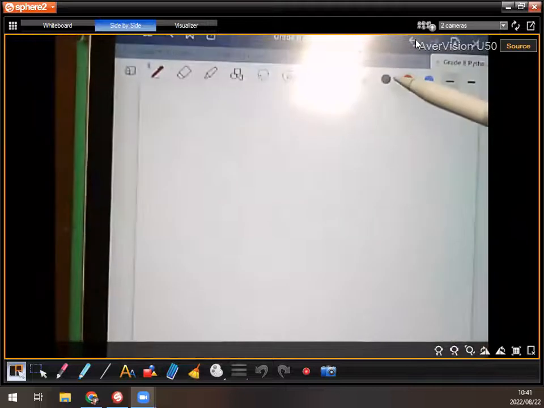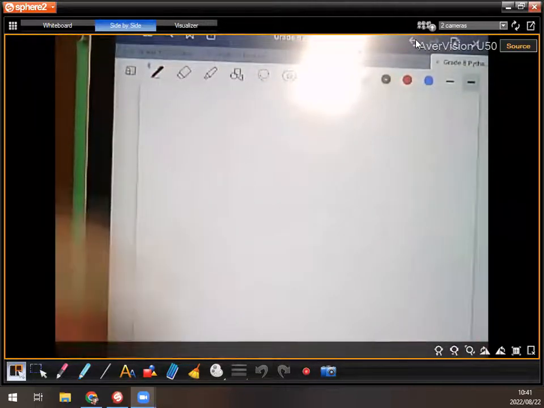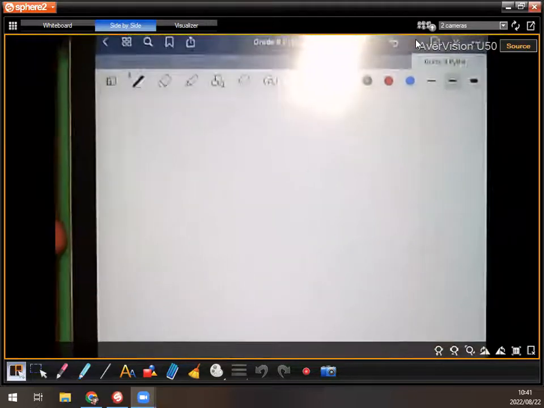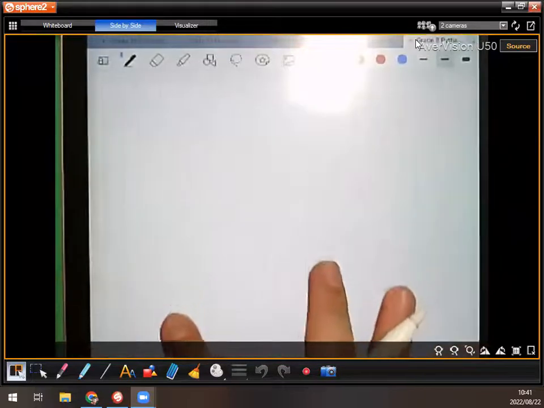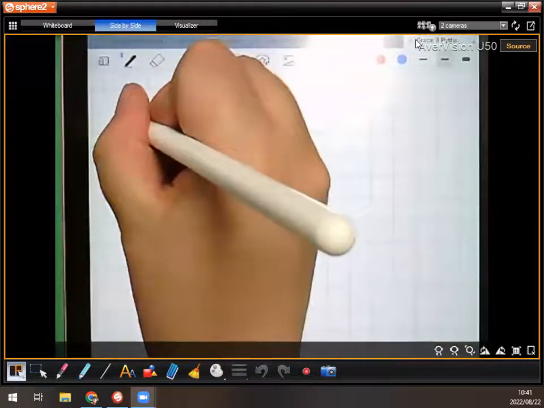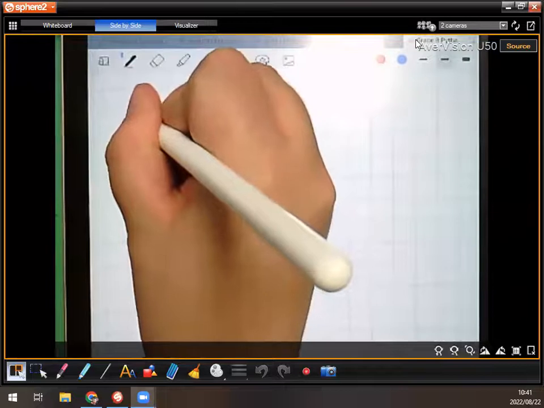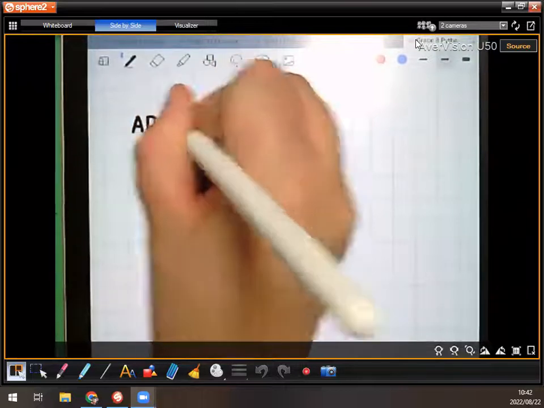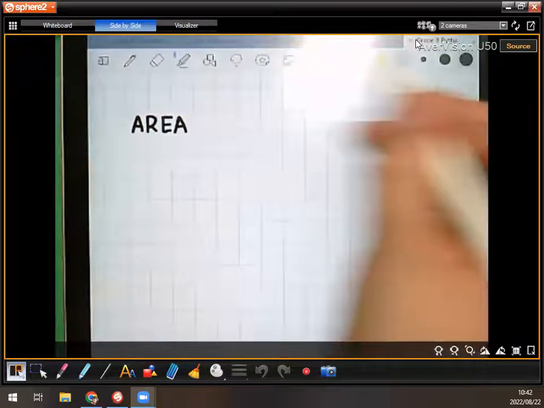Any questions, guys? No questions. All right, we are going to move on to area now. We're not done with perimeter. You're also going to practice it, but we're going to do them kind of mixed together. So you can write area as your next heading.